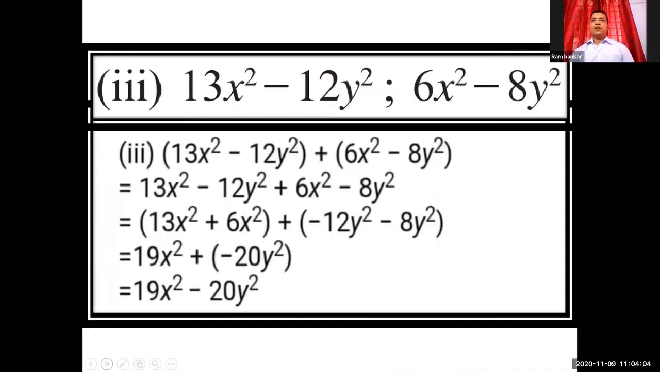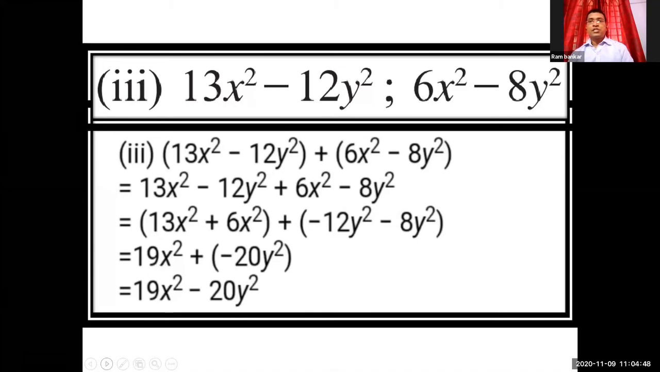This is the addition of binomials. But in this we will see that the powers are the same. In the first expression, 13x square minus 12y square, the powers are the same, x square, y square. In the second algebraic expression, the powers are also the same. It means we can easily find the like terms. Now do the addition.